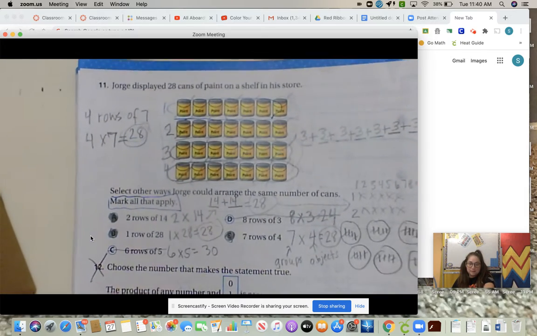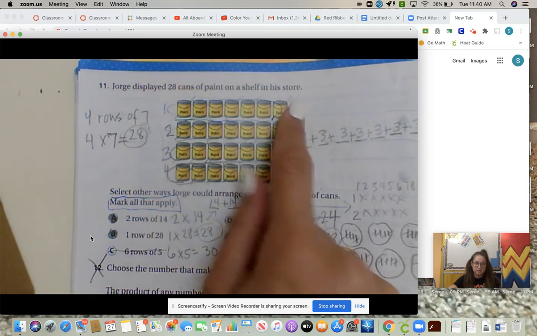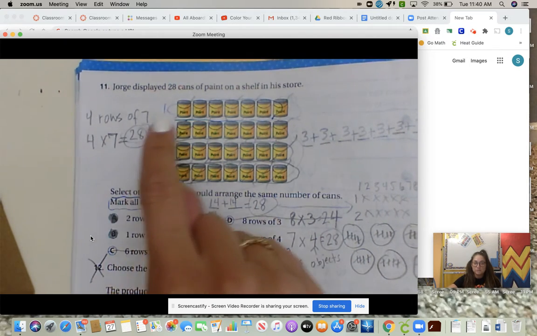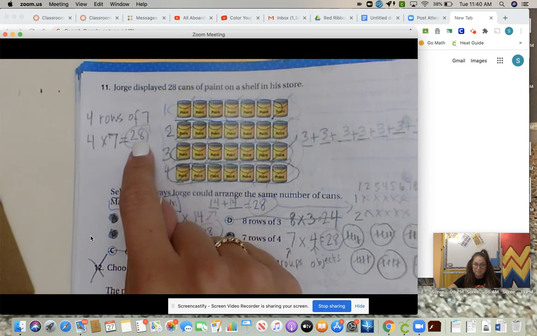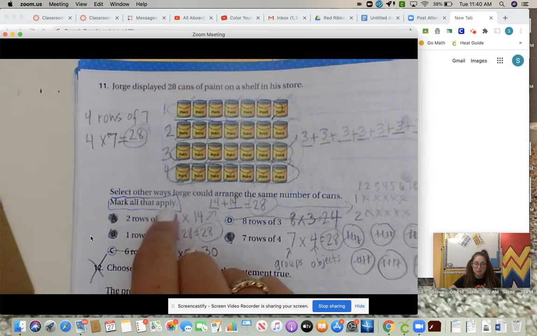Number 11. Jorge displayed 28 cans of paint on a shelf in his store. This array shows 4 rows of 7, which is 4 times 7, which equals 28. Select other ways Jorge could arrange the number of cans, mark all that apply.